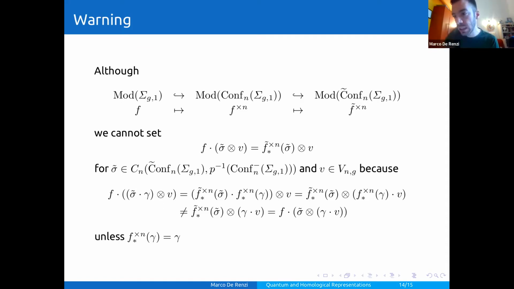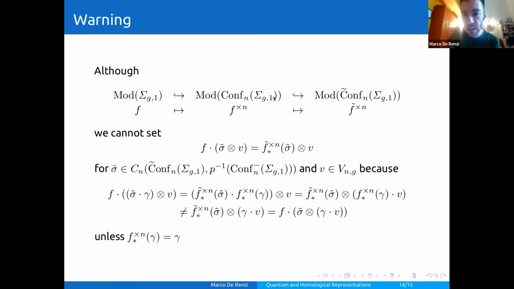A warning is that you could naively think that it's sufficient to just take a homology class and twist it using a diffeomorphism, like the mapping class group naturally acts. It's easy to see that the mapping class group of the surface F injects into the mapping class group of the configuration space. If you have an n-tuple of points, you act on each of them with F, and this defines the image of F.